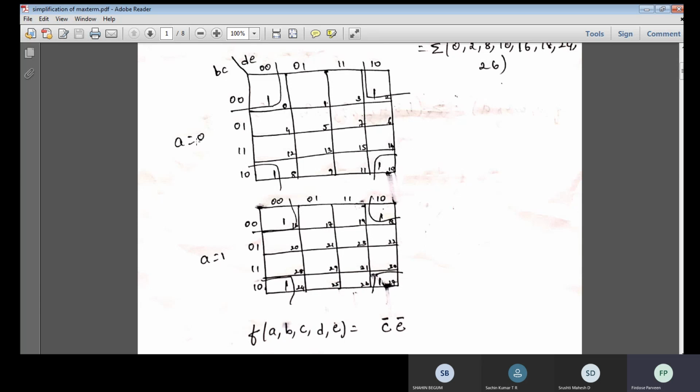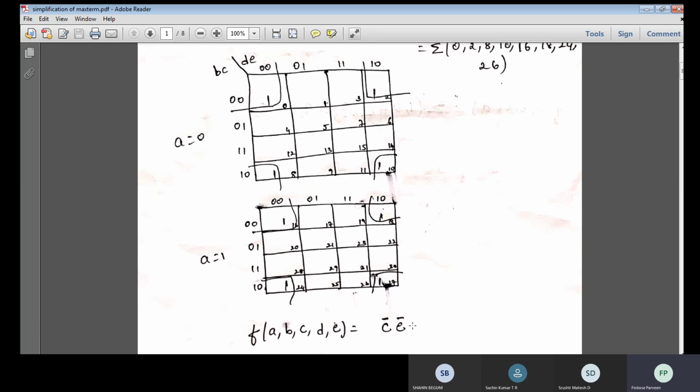So what you will be getting actually? A is equal to 0, A bar C bar E bar. And here what you will be getting? It is A, it is C bar, corresponding row, and corresponding column you will be getting E bar. So it is A C bar E bar. As this is A bar and this is A. Okay. If you write the equation, it is A bar C bar E bar plus A C bar E bar.